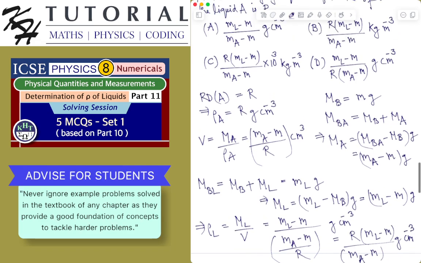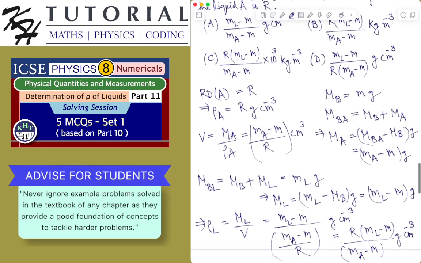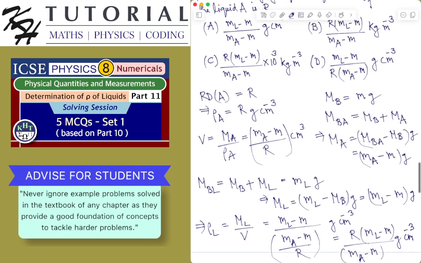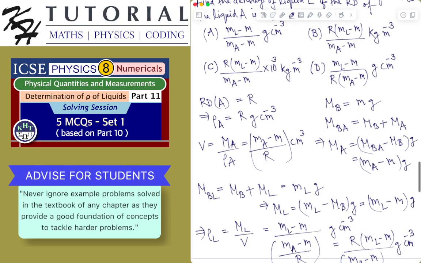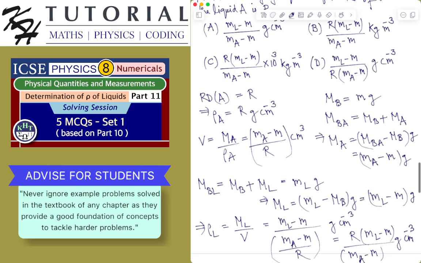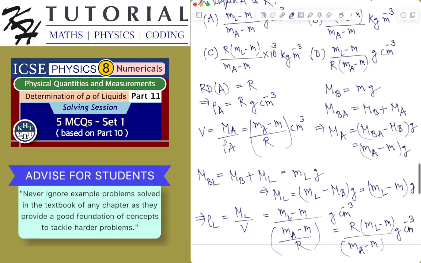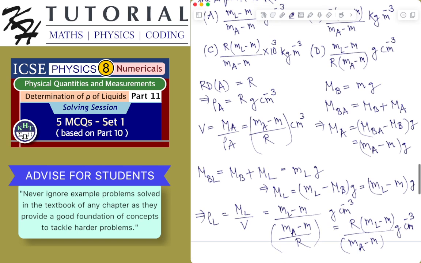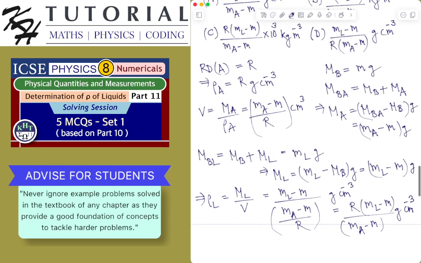Let's see the choices. The first two choices are given in gram per centimeter cube. Choice A is definitely incorrect because choice A does not have the factor of R. Choice B has the same value, but it is given in kilogram per meter cube. So definitely A and B are incorrect. Choice D is incorrect because the factor R is in the denominator, while in our answer R is in the numerator. So quite obviously, choice C should be correct.